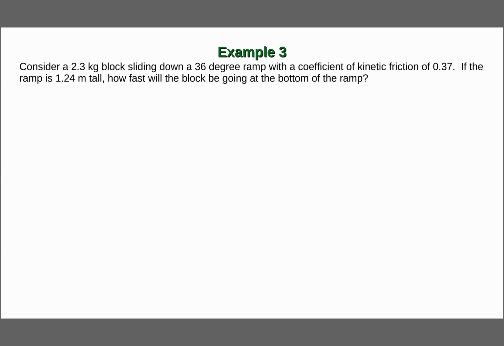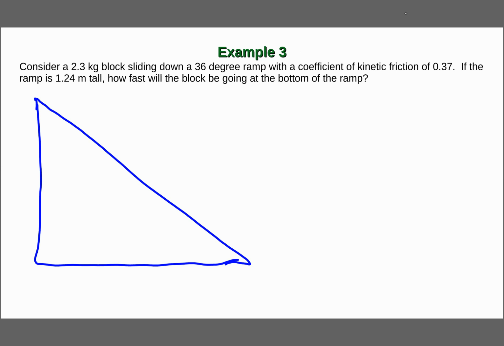So now let's consider one last example. Let's consider a block sliding down a ramp with friction. It says consider a 2.3 kilogram block sliding down a 36-degree ramp with coefficient of kinetic friction of 0.37. If the ramp is 1.24 meters tall, how fast will the block be going at the bottom?